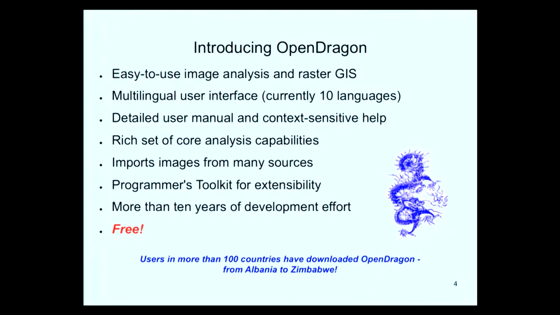OpenDragon meets that need. OpenDragon is a desktop remote sensing and GIS package that is easy to use, that provides comprehensive functionality, that's available in multiple languages, including Thai, Indonesian, and traditional Chinese, and that is extensible by use of our programmer's toolkit. And OpenDragon is free for download.